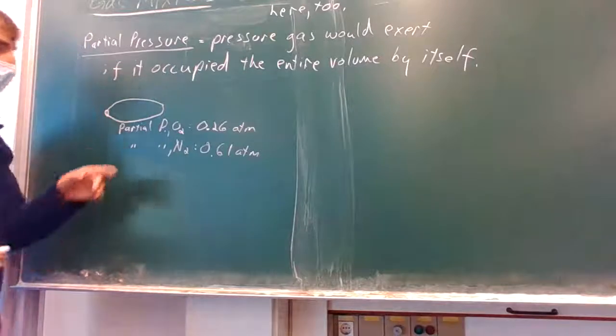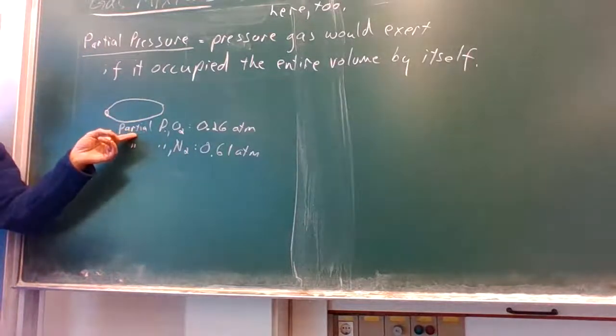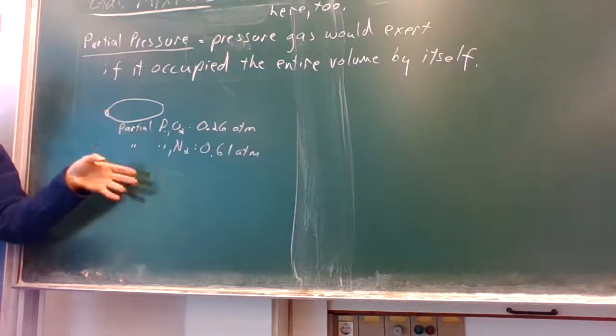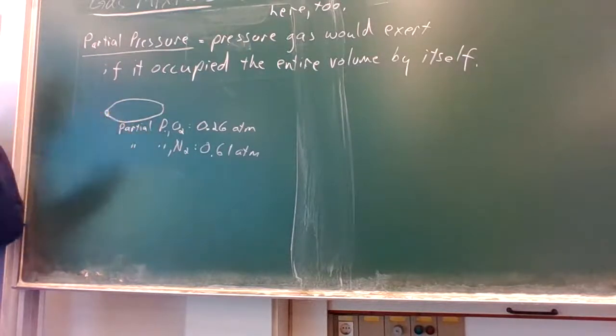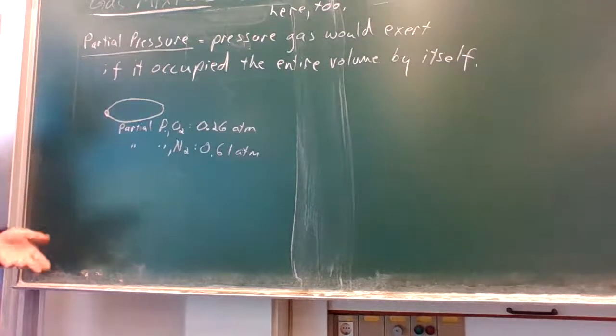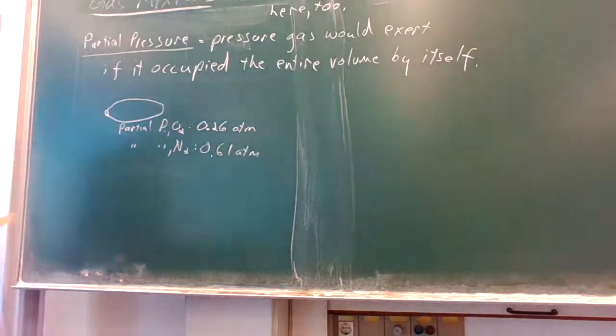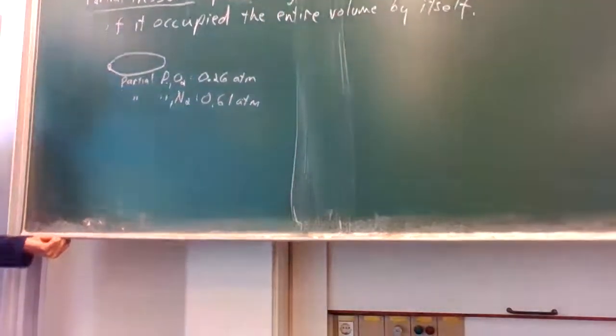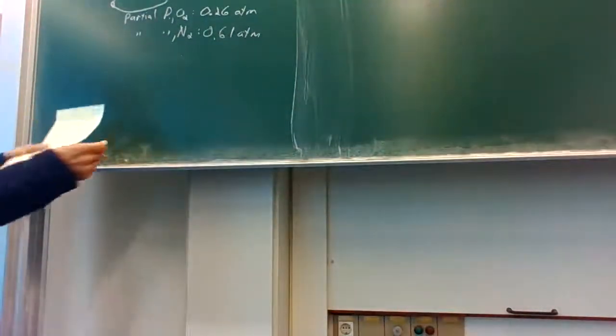The point is, these partials kind of pretend, okay, let's pretend there's no N2 or other gases there. If it was all O2, it would be 0.26 worth of pressure. If it was all N2, it would be 0.61 of pressure, whatever it happens to be. And the total would just be whatever it adds up to. It doesn't have to be one, although sometimes it is 1 atmosphere, but whatever that is.